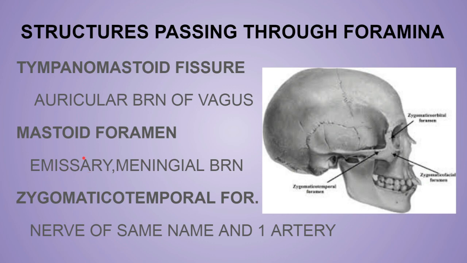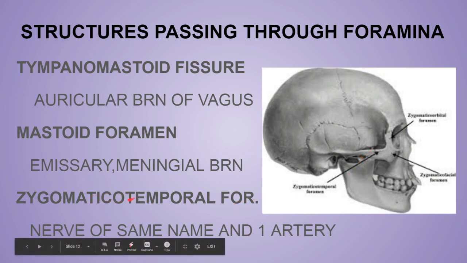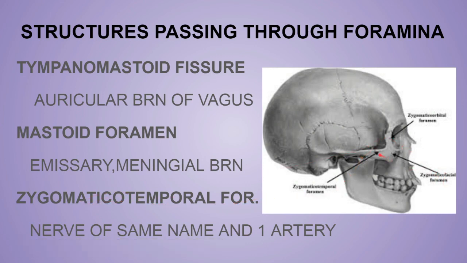Now next is the zygomaticotemporal foramen. It mainly passes the nerve of the same name and one minor artery. Now one more important thing: don't get confused between the zygomaticotemporal foramen and the zygomaticofacial foramen. The zygomaticotemporal foramen comes in relation to the norma lateralis, whereas the zygomaticofacial foramen is somewhere over here, and it comes in relation to the norma frontalis, not the norma lateralis. Now the zygomaticofacial foramen mainly passes two things: the nerve of the same name, the zygomaticofacial nerve, and a branch of the maxillary nerve.